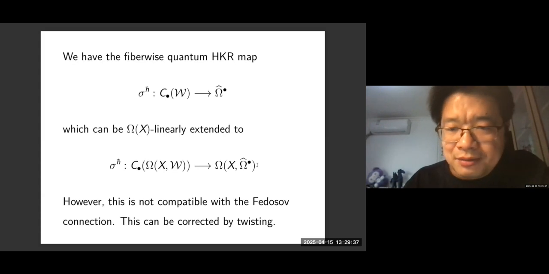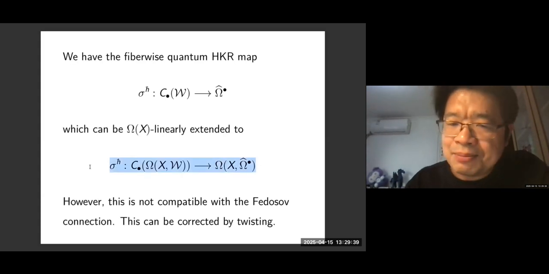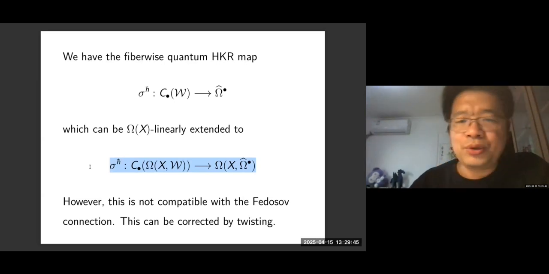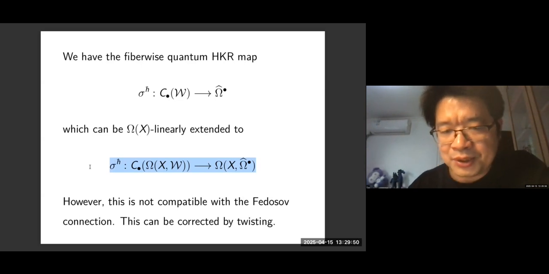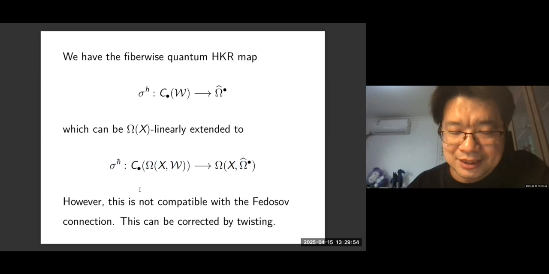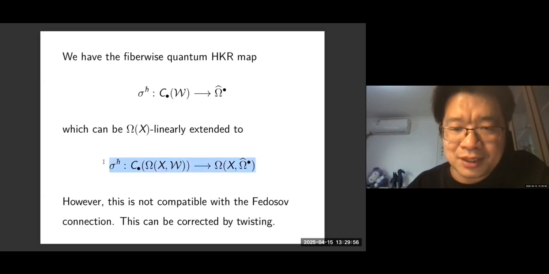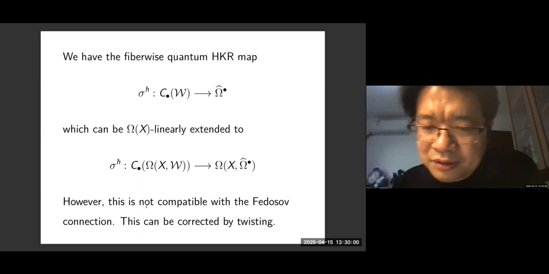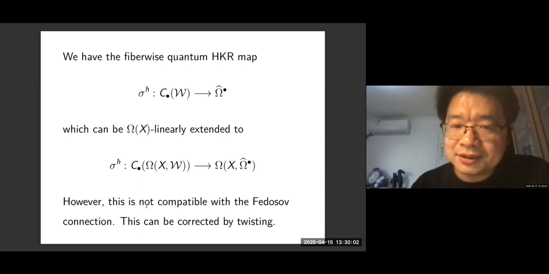But the problem is this map is not compatible with the Fedosov connection. On the left-hand side, we have some kind of flat structure, and we want to construct something which is compatible with this geometric flat structure. But it turns out this naive one doesn't work. It can be corrected by a standard construction, so-called twisting. Let me explain this twisting a little bit.